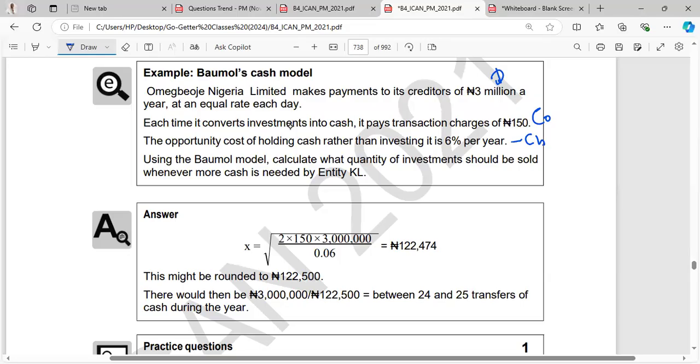So we say our formula is 2 COD all over CH. We put a square root, then this 2 is constant. CO, we said the CO is 150, then your D is the annual demand.